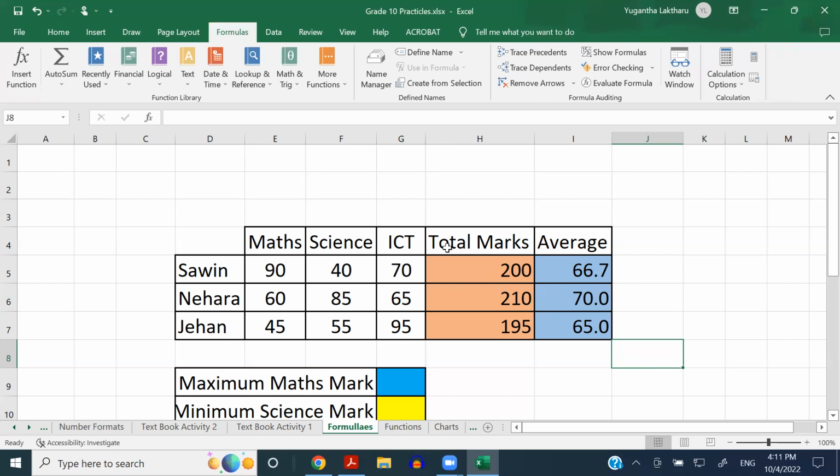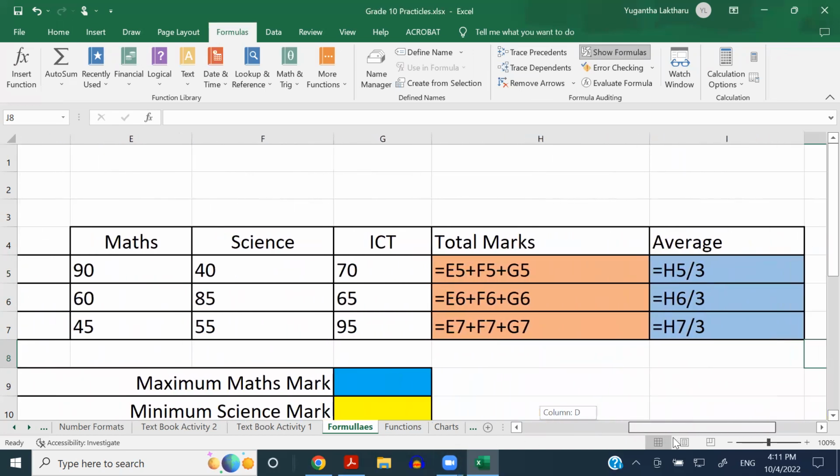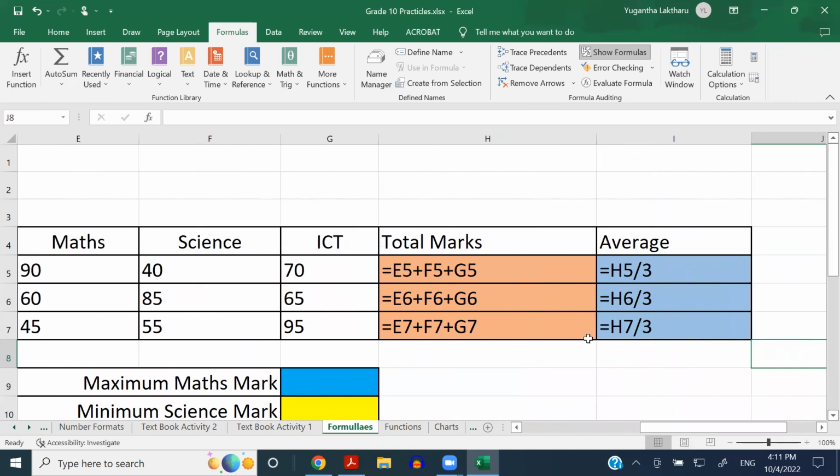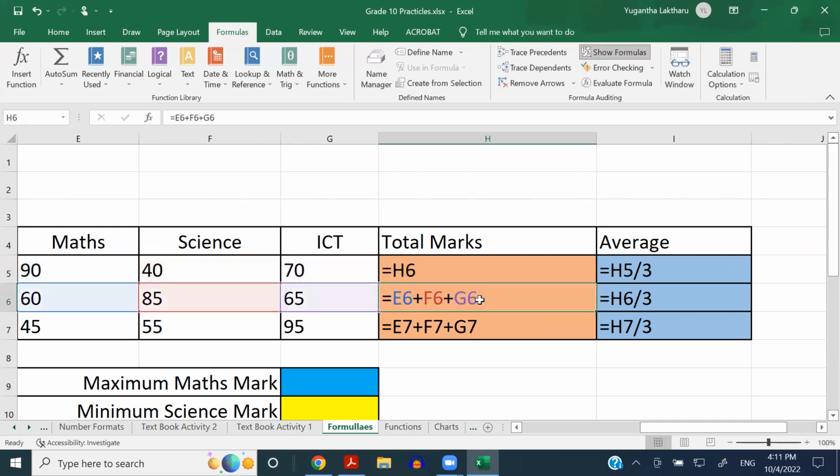And I want you to concentrate on one other thing as well. Right now, I'm enabling the show formula facility over here. So it shows us the formulas. Now I want you to examine the changes that have happened from here to here. This is the original formula we wrote. Then we use the fill handle and we copy that to the next 2 cells.